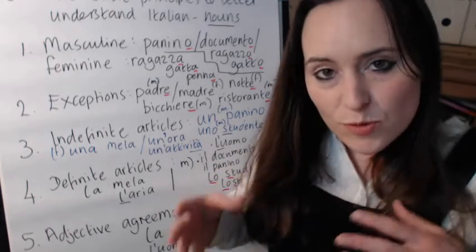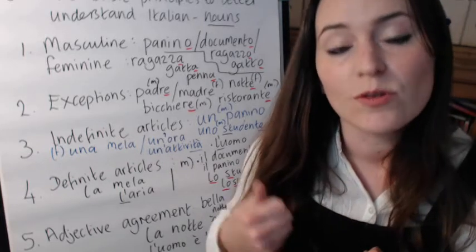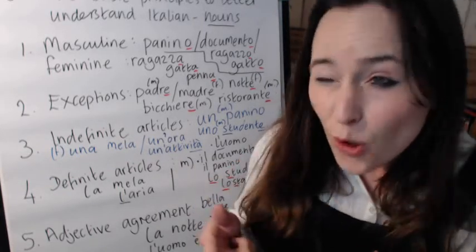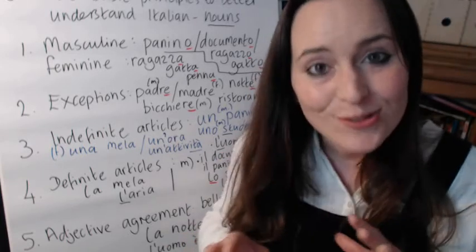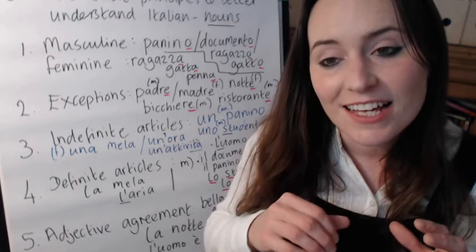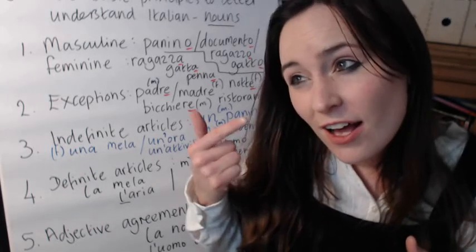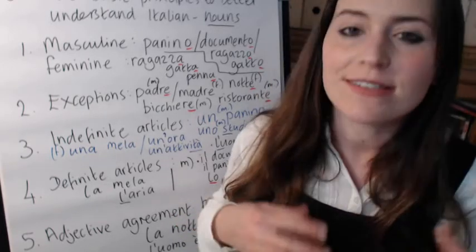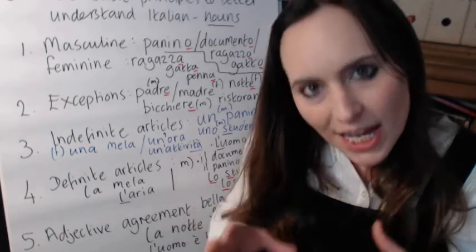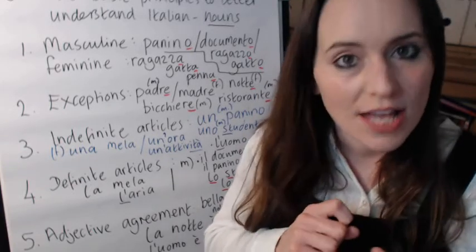Once you get to grips with all of those, you can start looking at indefinite articles like un, una, uno, and un apostrofo. Once you get to know those, you can look at the definite articles il, lo, l apostrophe, and la. Okay, and then after that, you can start to see where adjectives agree with the gender of the noun.